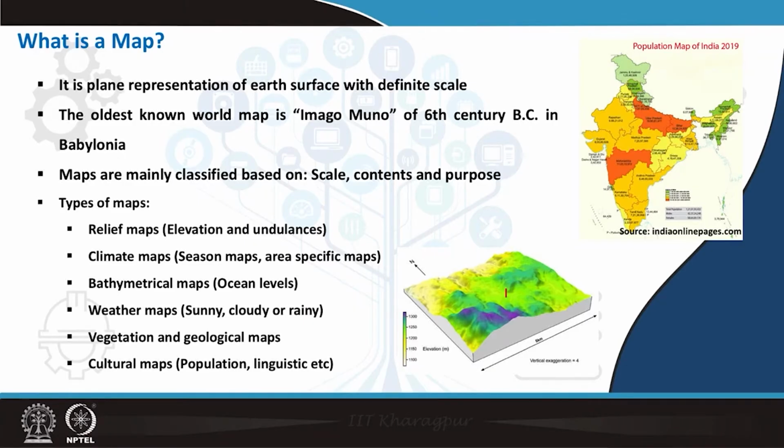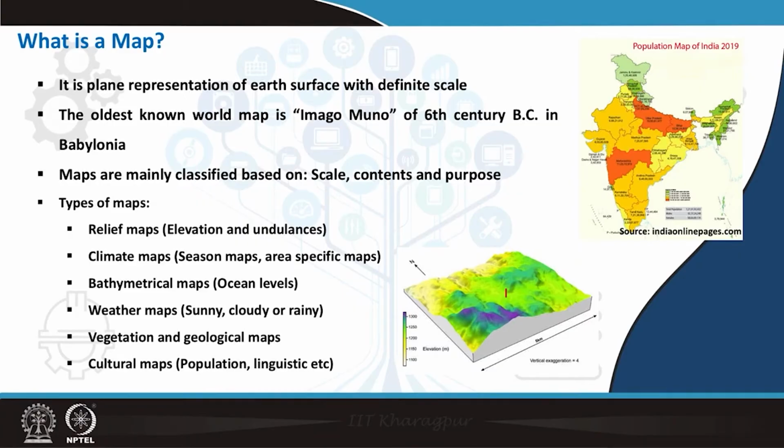Then you have weather maps, like sunny, cloudy or rainy, that most of you probably keep looking at on your Android phone when you start from your home to your offices or to your schools and colleges. Then you have vegetation and geological maps representing different aspects of the earth's surface, the vegetation or the geology. Then you have cultural maps, for example representing population. The map represented here on the screen is nothing but a population map.